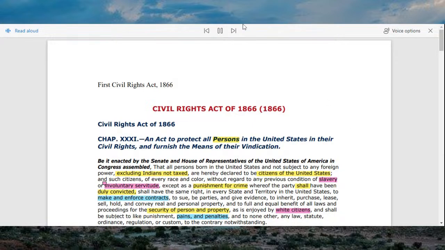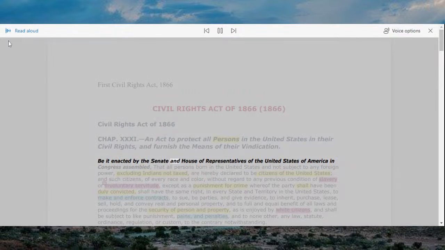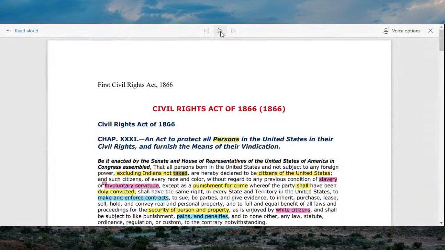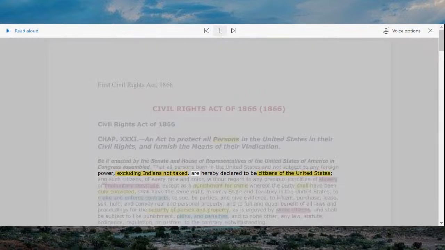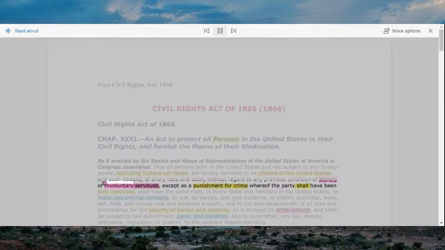Be it enacted by the Senate and House of Representatives of the United States of America in Congress assembled, that all persons born in the United States and not subject to any foreign power, excluding Indians not taxed, are hereby declared to be citizens of the United States, and such citizens, of every race and color, without regard to any previous condition of slavery or involuntary servitude.